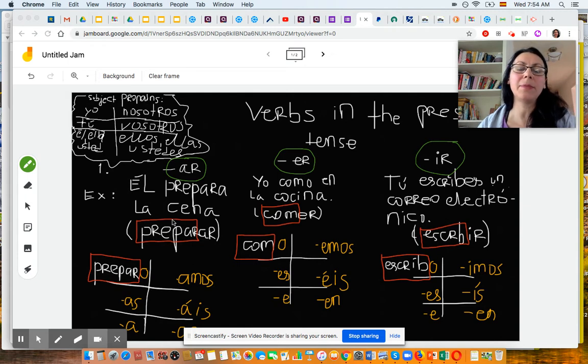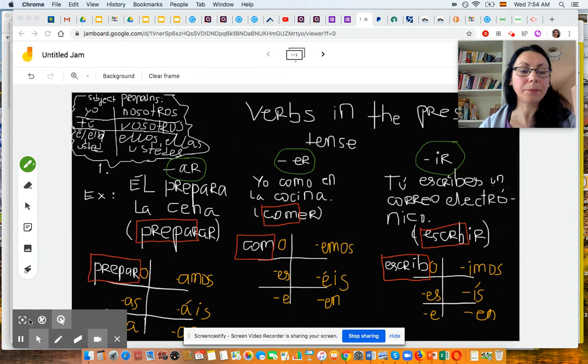And what's the difference between a conjugated verb and a verb in the infinitive form? When we use the term infinitive form, we mean the basic form of the verb. Preparar, in this case, corresponds to the English to plus the verb. Preparar means to prepare. So to plus the verb. While conjugated are the verbs we use in a sentence that change their form according to the subject.